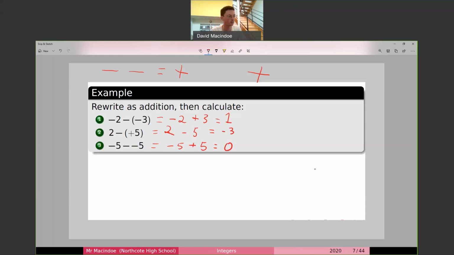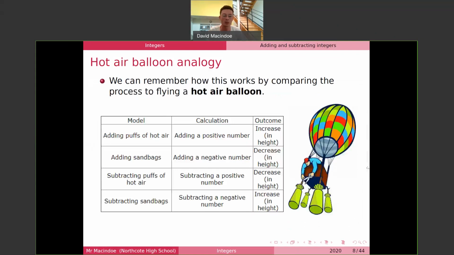All right. So just a bit of explanation as to why this works. A nice way to think about it is the idea of a hot air balloon. If you think about adding a positive number, that would be like adding hot air to your hot air balloon. And if you think about that, you're going to increase the height of your hot air balloon. Likewise, if you add a negative number, that would be like adding sandbags, something that's going to pull you down, right? Negative number, pull you down, pull you towards the negatives. So adding a sandbag, you're going to decrease in height.